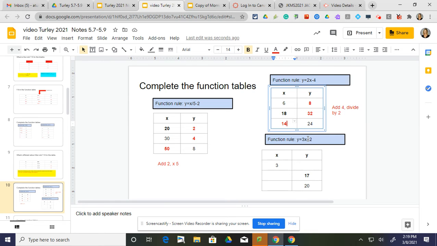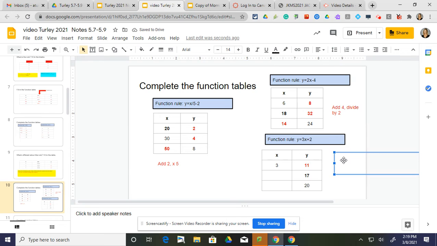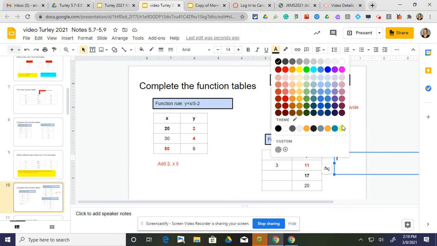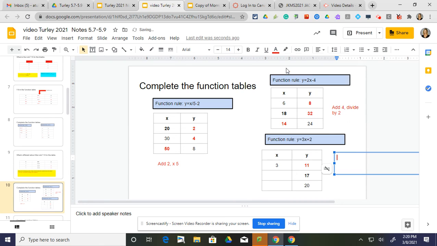Okay, here we have a different rule, 3x plus 2. So we're multiplying by 3 and adding 2. So if x is 3, 3 times 3 is 9, and 9 plus 2 would give us 11. All right, and then these two are working backwards. So the opposite of adding 2 would be to subtract 2, and then the opposite of multiplying by 3 would be divide by 3.